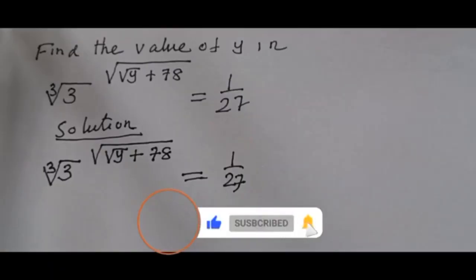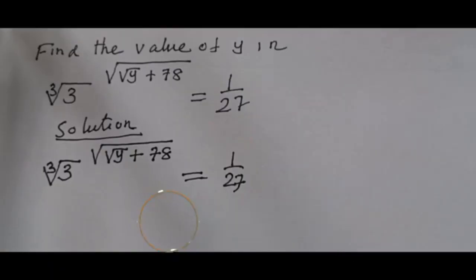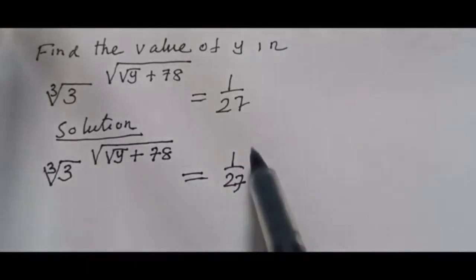Here we have the equation which is in the form of radical forms. Now we are told to find the value of y. So here we are going to use the laws of exponents and the laws of radicals in order to solve for y. Okay. In our case, we are going to deal with the right-hand side.